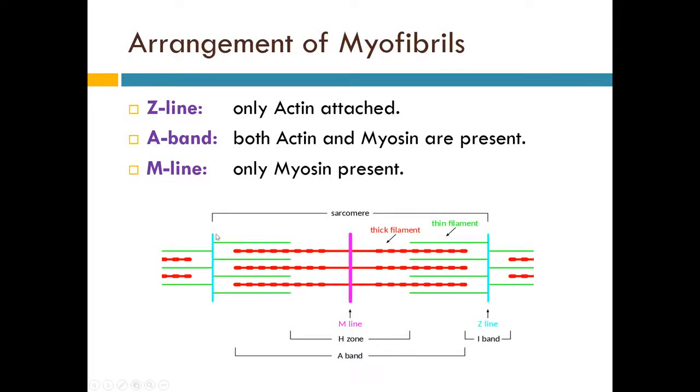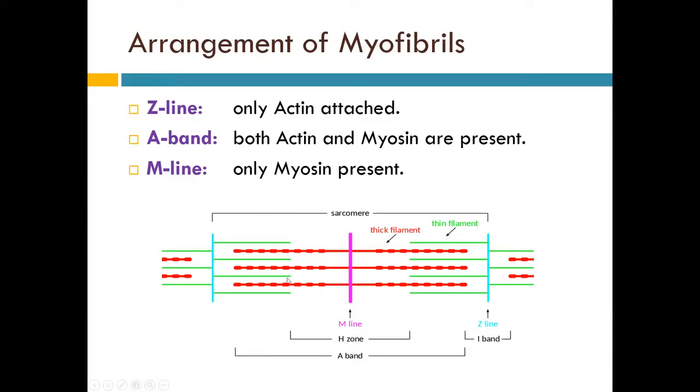We can see that this blue colored thing is the Z line, and these green colored things are the actin filaments. The red colored areas are the thick myosin filaments. And we can see that from Z line to Z line is totally one sarcomere, and this is the contractile unit.